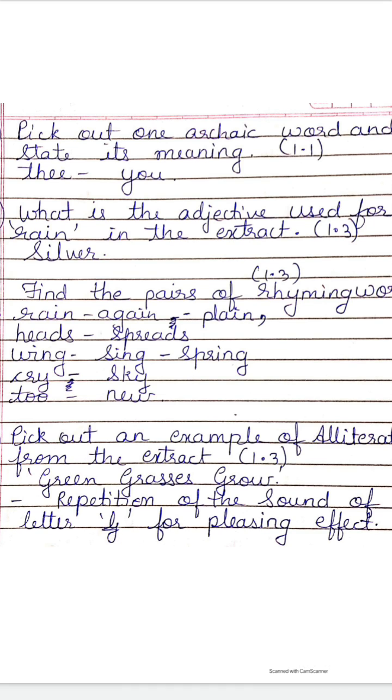Next, pick out an example of alliteration from the extract. From the poem, you have to pick out an example of alliteration. This is again a figure of speech. Green grasses grow. This is alliteration. The reason is here the sound of the letter G is repeated for pleasing effect.